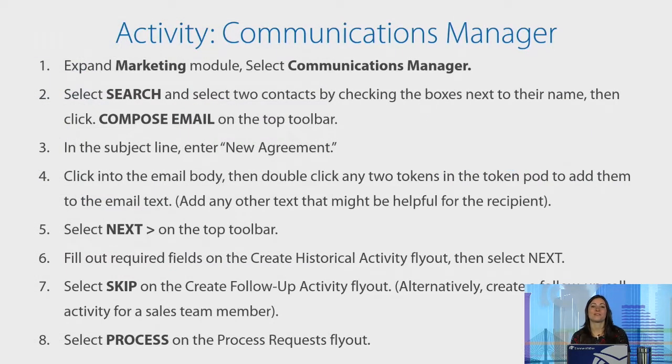So now we're going to move into our first activity. In this case, we're going to get into our marketing module and select that communications manager. We're going to find a couple of contacts and then we're going to generate an email for them. At this point, we're going to go through and build out that entire email, create the historical activity, skip a follow-up activity, and then process to send all of these different requests. So I'm going to give you guys about 5 to 10 minutes to go through and complete these steps, and then we'll come right back for our next session.